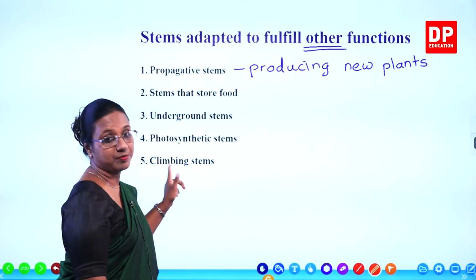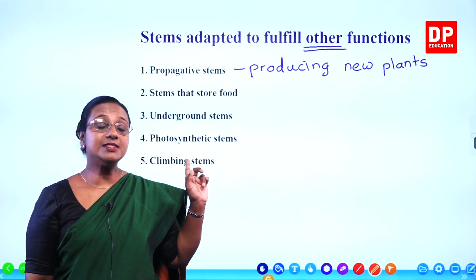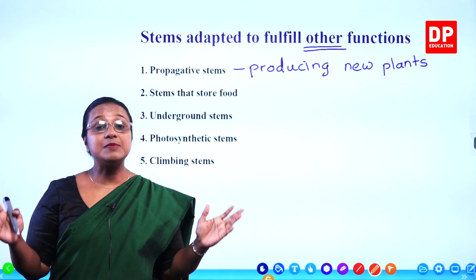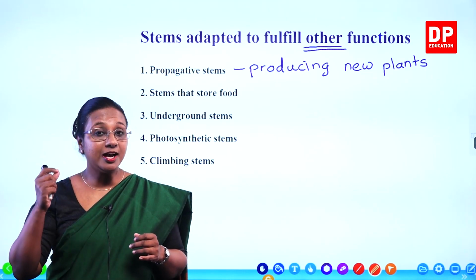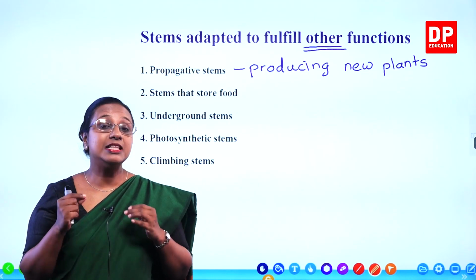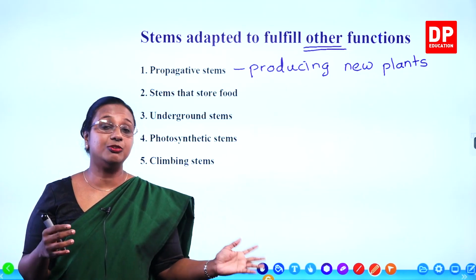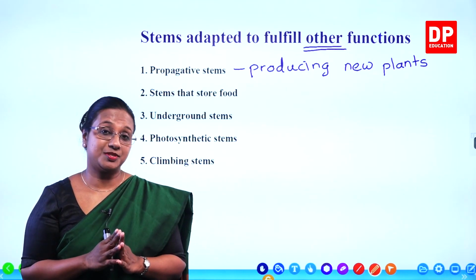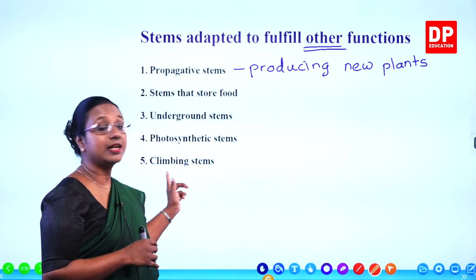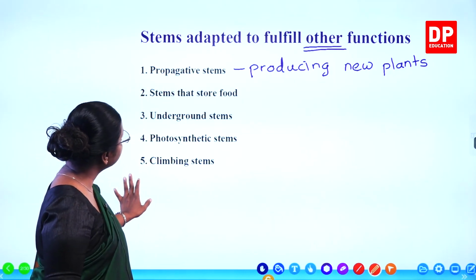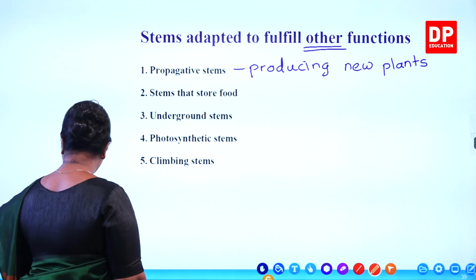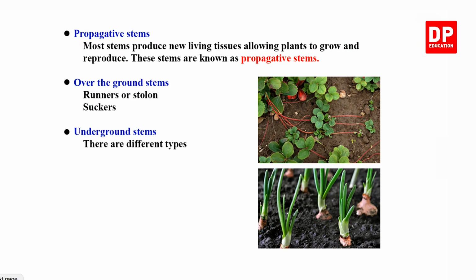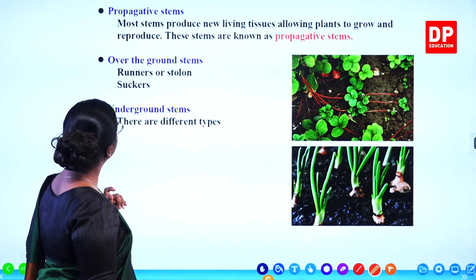Then climbing stems. So all this while we discussed, the stem helps the plant to be upright. But there are plants with stems which are thin. So these thin stem plants, they tend to climb over another substrate. So that is where we discuss climbing stems. So we will discuss examples for all these different types of stems. So with that, I will move on to the first type. So the first one is propagative stems. So we'll see what these are.